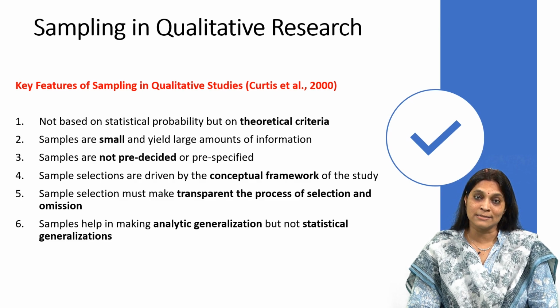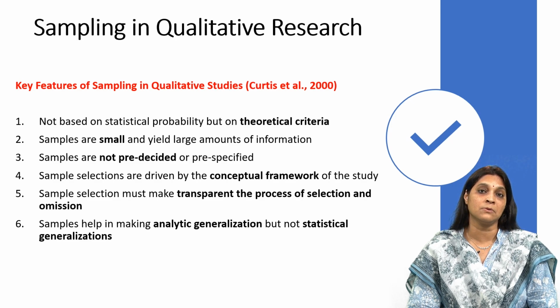Samples are not pre-decided or pre-specified. In a quantitative study design, we will always pre-decide the sample size before we go on to data collection, but we don't indulge in a similar activity in qualitative research. Sample selections are driven by the conceptual framework of the study. They are once again not decided on the basis of statistical probability, but rather they are guided by the choice of theoretical criteria and the conceptual framework that a researcher would have for the study.